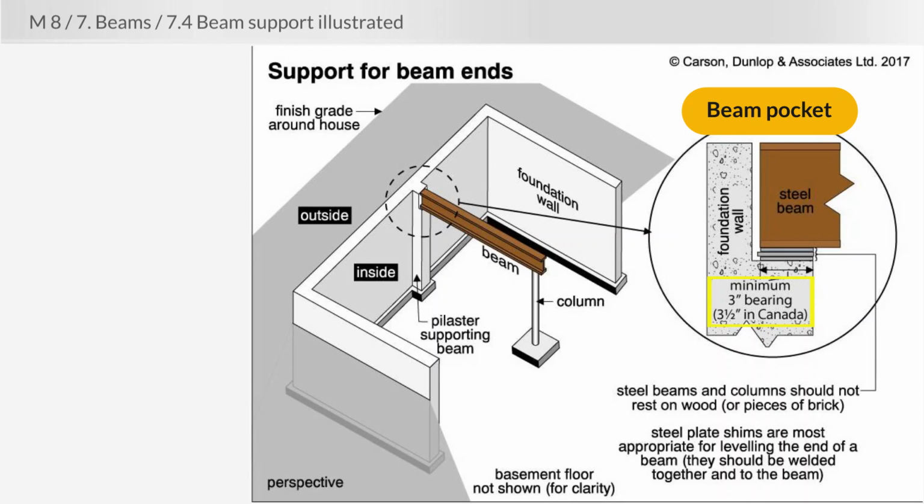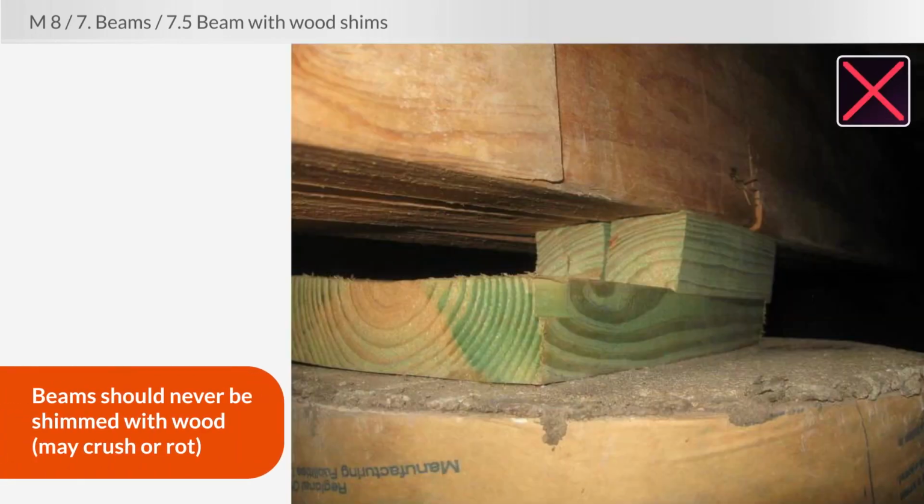Steel shims can be used, that's fine, but we should never see wood or pieces of brick, such as this. If you look carefully, you can see how that wood is crushing. It's not crushed really badly at this point, and perhaps it'll never shift anymore, but that's exactly why we don't want to use wood as a shim. And we don't want to use any kind of clay brick because that can crack and deteriorate.